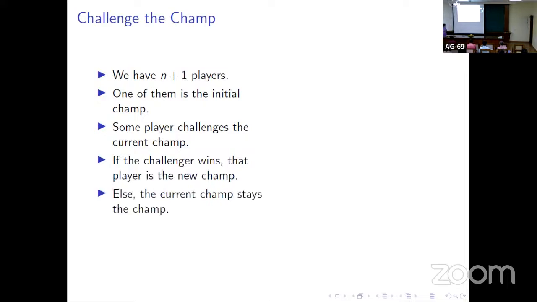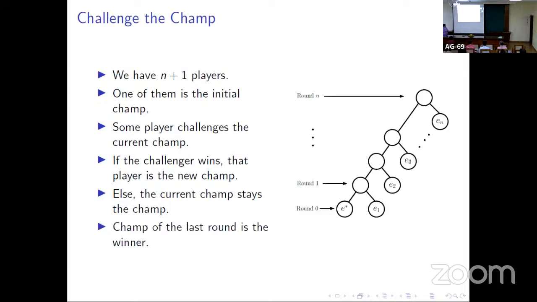And after all players have challenged, the player in the last round becomes the current champ. So let's take an example. Here in round 0, E star is there and he is the initial champ. Now E1 comes and challenges E star. In round 1, E star and E1 play, and whoever wins is the champion in round 1. Then E2 comes and challenges the winner, and whoever wins becomes the champion in the second round. And when all these n players have challenged, in round n, whoever is the winner becomes the ultimate champion.